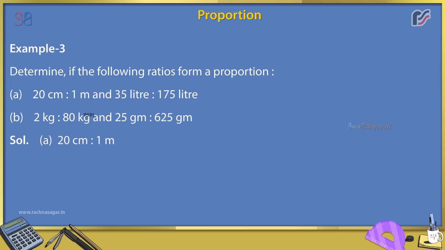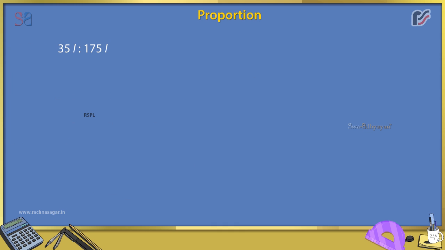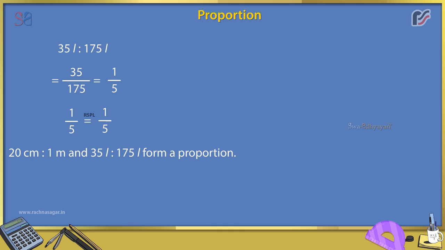Solution. A. 20 centimeter is to 1 meter, or 20 centimeter is to 100 centimeter, as 1 meter is equal to 100 centimeter. 20 by 100 is equal to 1 by 5. 35 liter is to 175 liter is equal to 35 by 175, which is equal to 1 by 5. 1 by 5 is equal to 1 by 5. 20 centimeter is to 1 meter and 35 liter is to 175 liter form a proportion.